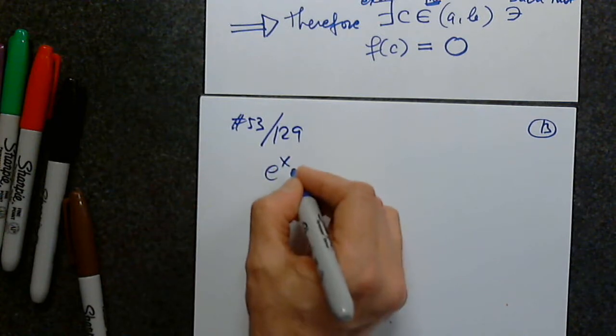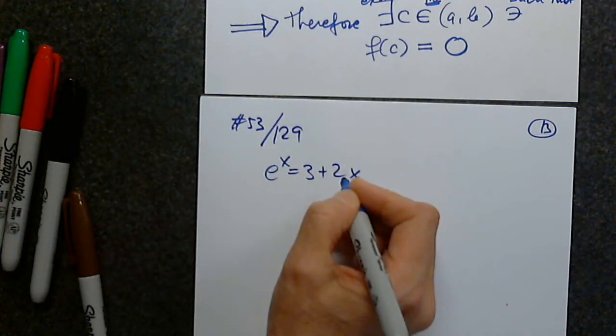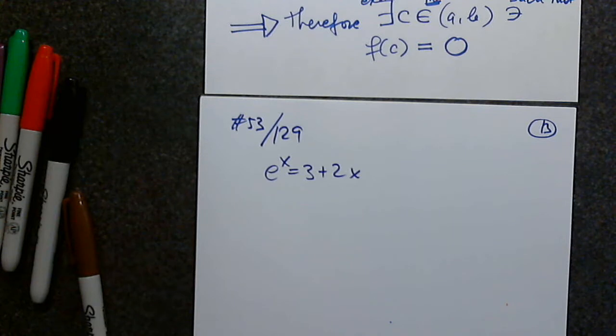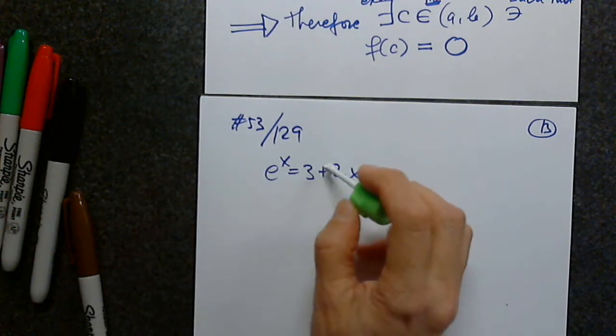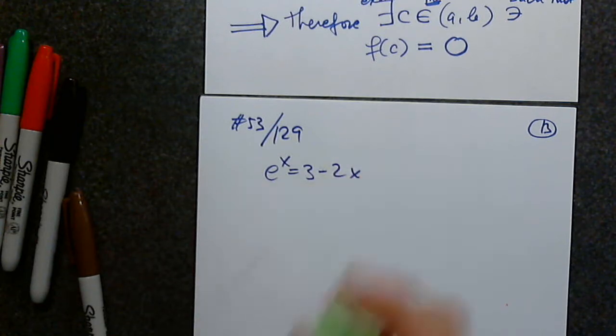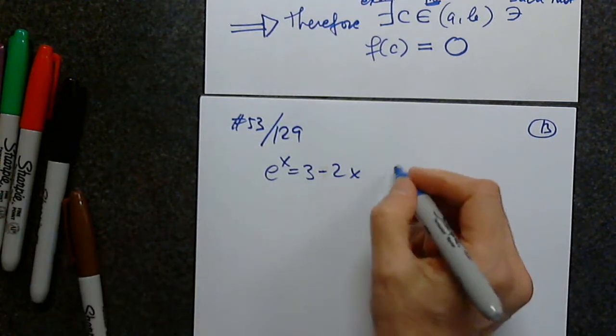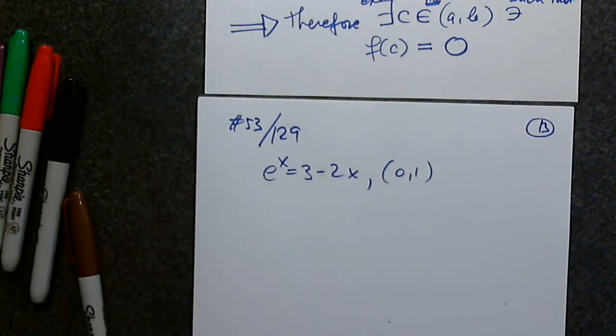So e to the x equals 3 minus 2x. In this problem, they are giving us the interval. They're very generous. In chapter 4, the interval will not be given to us. But I'm going to start with this problem, so the interval is given to us. And in the next example that I'm going to take, the interval is not going to be given to us, and I'll show you what to do.